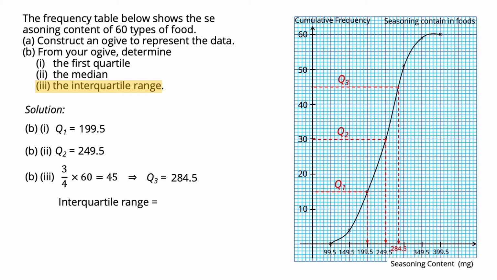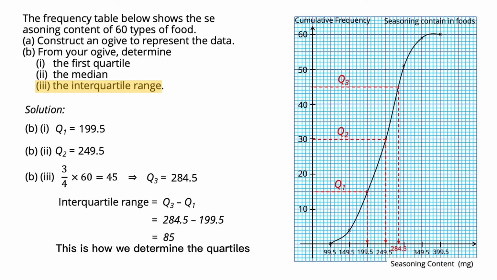To find the interquartile range, the first quartile is subtracted from the third quartile. 284.5 minus 199.5, the interquartile range is 85. This is how we determine the quartiles from an ogive for a set of grouped data.